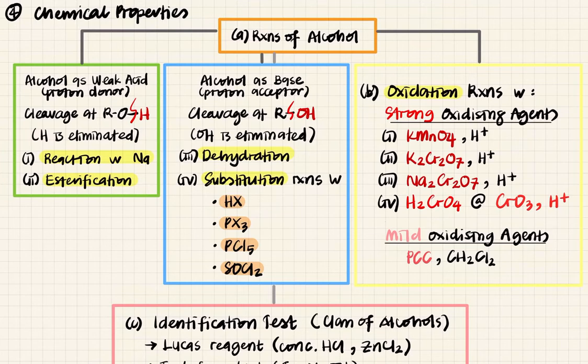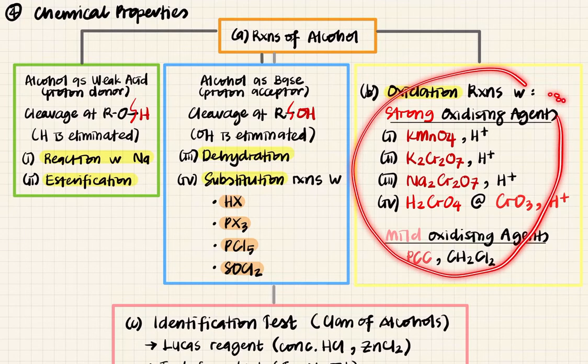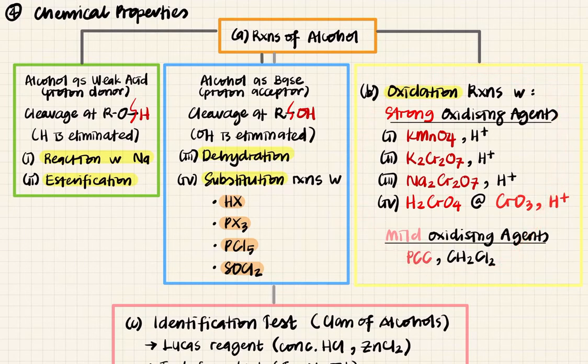The second type of reaction is oxidation reactions. So for oxidation reactions of alcohol, you can use two types of oxidizing agent, whether they are strong or mild oxidizing agent. Different oxidizing agents will give different products. If you use strong, you will get something like carboxylic acid or ketone. When you use mild you will get aldehyde or just ketone. But this also depends on the class of alcohol and your oxidizing agent.